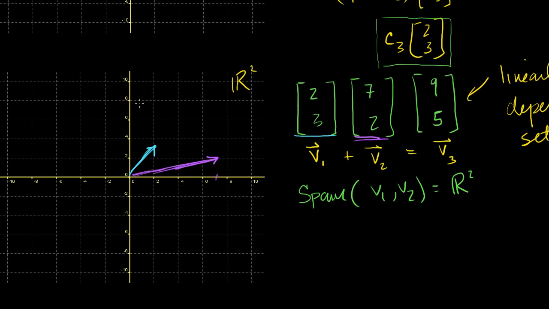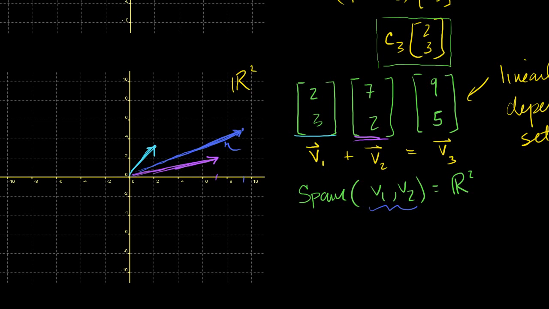Now, the vector 9, 5, it's right there. It is in R2, right? Clearly, I just graphed it on this plane. It's in our two-dimensional real number space, our set R2. So we just said that anything in R2 can be represented by a linear combination of those two guys. So clearly, this is in R2, so it can be represented as a linear combination. So hopefully, you're starting to see the relationship between span and linear independence or linear dependence.